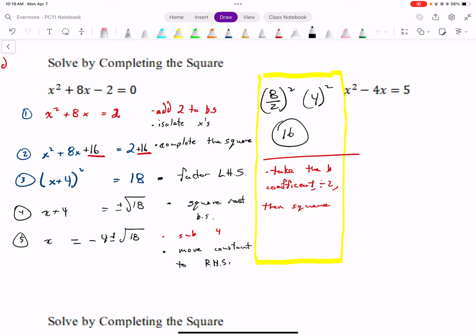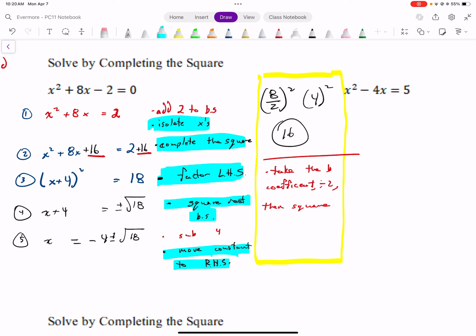So there we have it. So to complete the square, we generally isolate the x's. Once the x's are isolated, we need to complete the square. When we complete the square, why did we do it? Because we want to create a perfect square factor. So we factor the left-hand side. Once you have a perfect square on one side and a constant on the other, you square root both sides. You move the constant to the right-hand side.